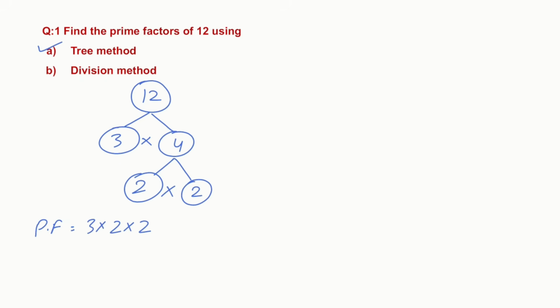Now all the factors are in product form. The order will not matter. So we can write 2 times 3 times 2, or we can also write 2 times 2 times 3. All are the same thing.